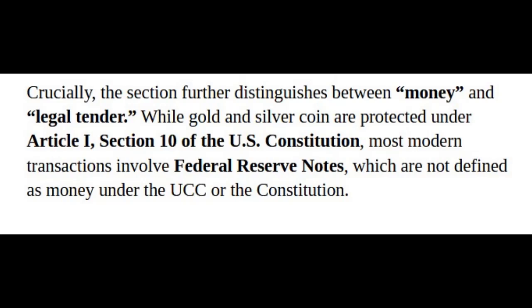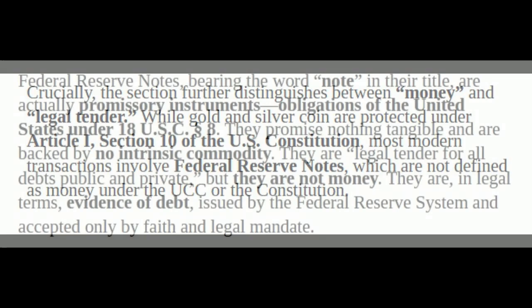Crucially, the section further distinguishes between money and legal tender. While gold and silver coin are protected under Article 1, Section 10 of the U.S. Constitution, most modern transactions involve Federal Reserve notes, which are not defined as money under the UCC or the Constitution.